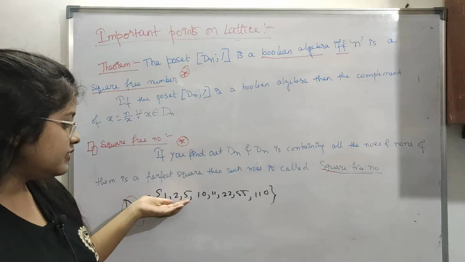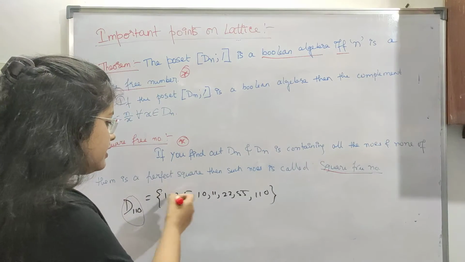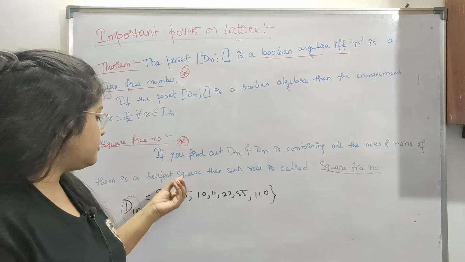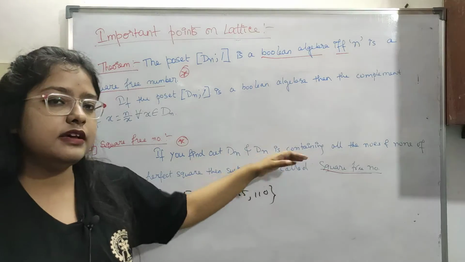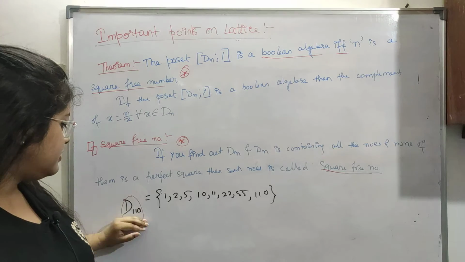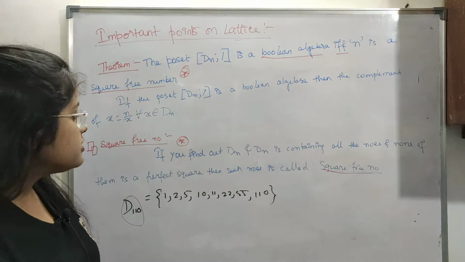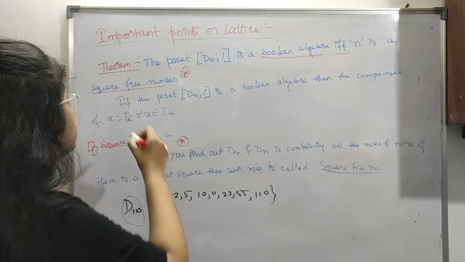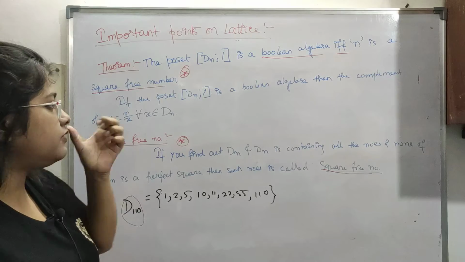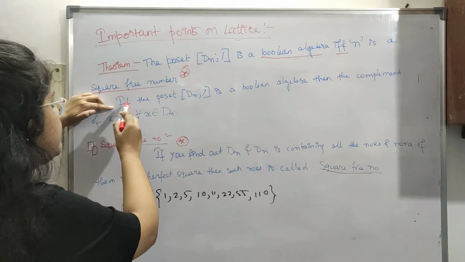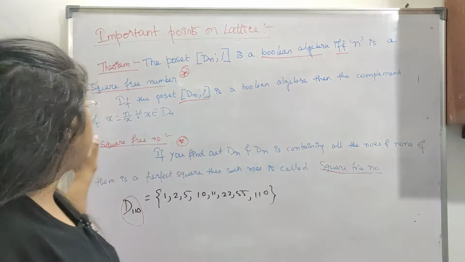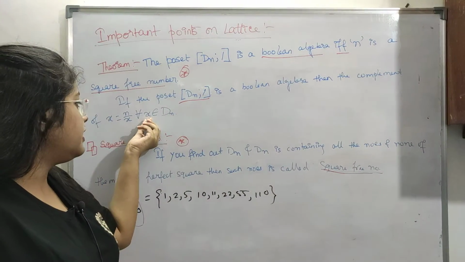Anyways, these are the numbers here. You can see none of these numbers is a perfect square. So this holds, and this is a square free number. If dn contains all the numbers and none of them is a perfect square, then d 110 is called a square free number. Same thing here, we are using this square free number. The poset is a Boolean algebra if n is a square free number. If the poset dn with divisor is a Boolean algebra, then the complement of x is n by x for all x belonging to dn.